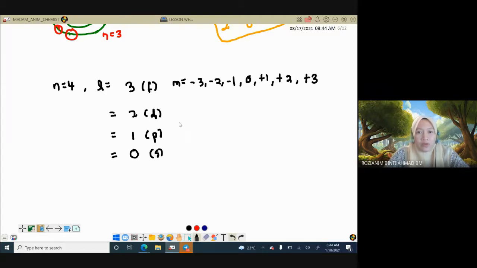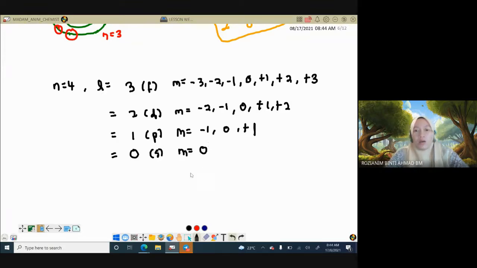So, if l equals 2, it is the same: negative 2, negative 1, 0, positive 1, positive 2. If l equals 1, our m is negative 1, 0, positive 1. And if l is 0, m only equals 0. So next, how many totals of the orbital if n equals 4?